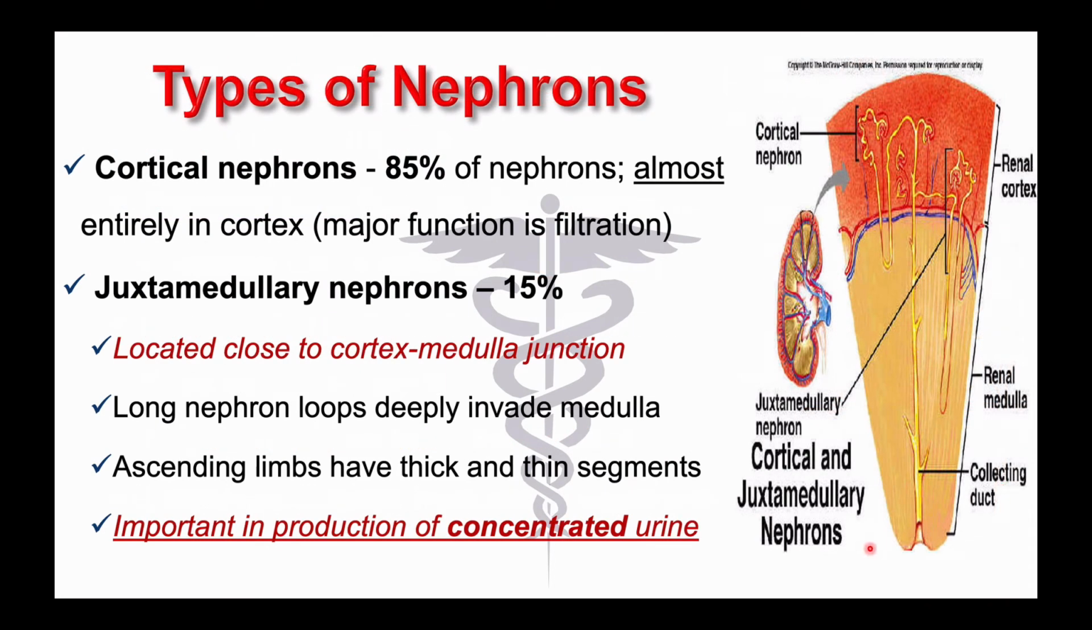Different types of nephrons are there. Cortical nephrons: in fact, 85% of the nephrons are present in the renal cortex, and 15% of the nephrons are present in the renal medulla. This is what you have to know. 85% of the nephrons are present in the renal cortex, and 15% are present in the renal medulla.